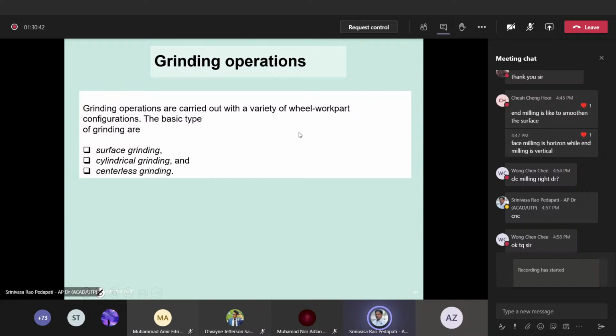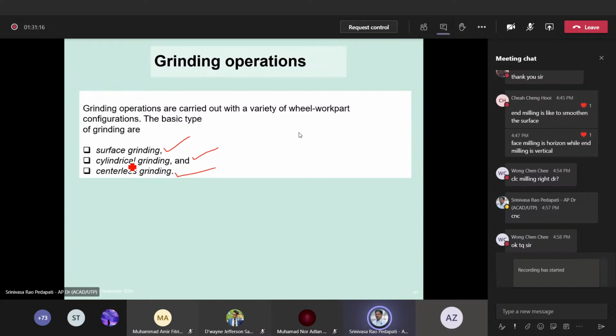It is the principle that we use to make the centerless grinding, the principle that we use to make the grinding operation. So broadly, grinding operations are of three types: one is surface grinding, the second is cylindrical grinding, and the third is centerless grinding. Cylindrical grinding and centerless grinding are actually to grind cylindrical workpieces or cylindrical components.